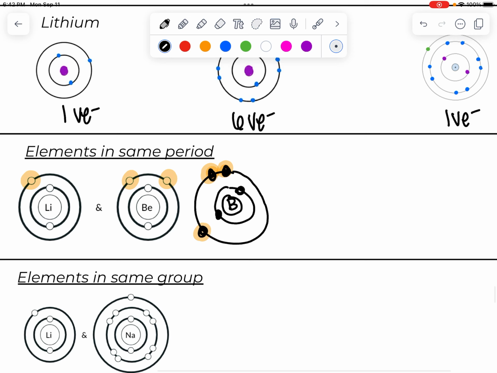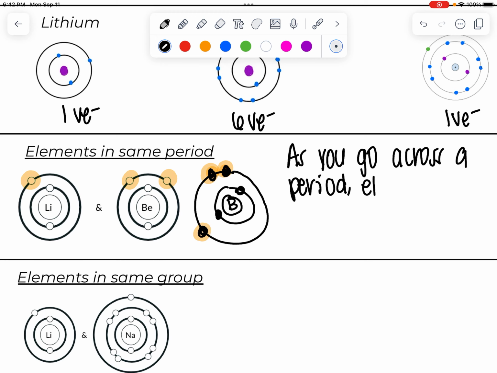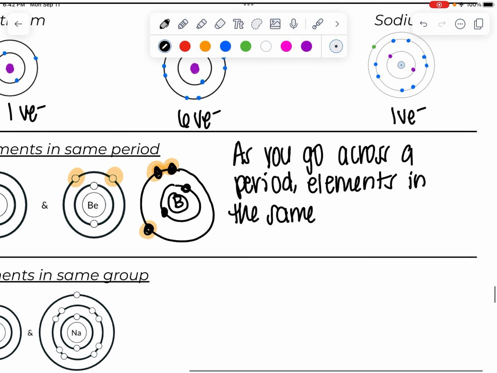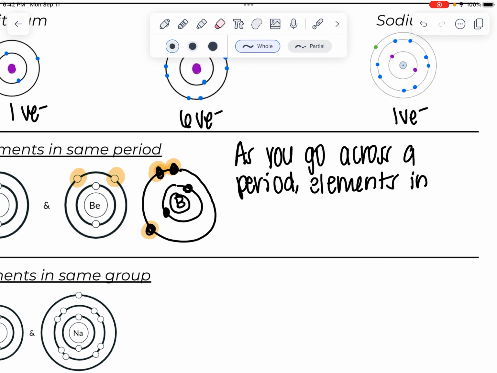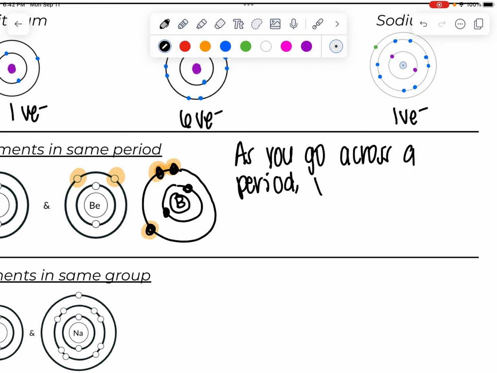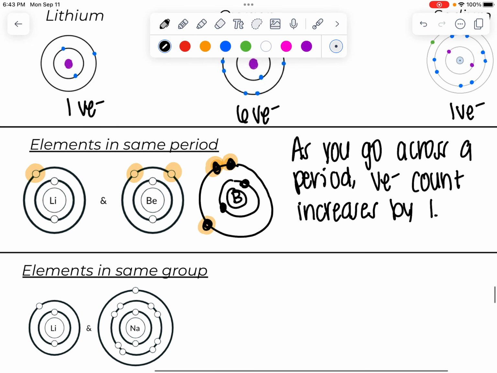Oh, actually, this is very redundant. Sorry. As you go across the period, I guess we can just say valence electron count increases by 1. Sorry to everyone who's writing this on paper and I made you erase that. My bad. So as you go across, valence electron count increases by 1 each new element.